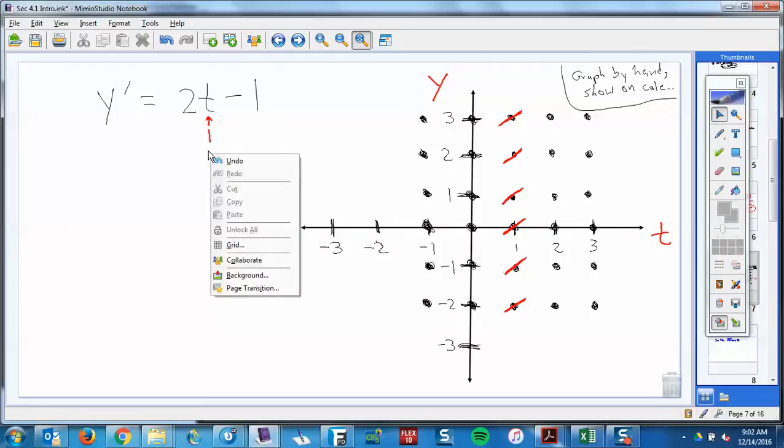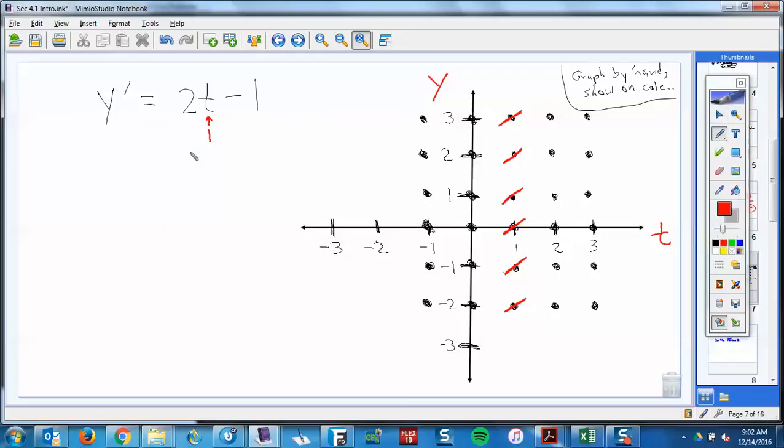Now let's plug a 0 in for t. What do you get? -1. So that's on the y-axis, right? So when it goes through there, it's going to have a slope of -1. Right?